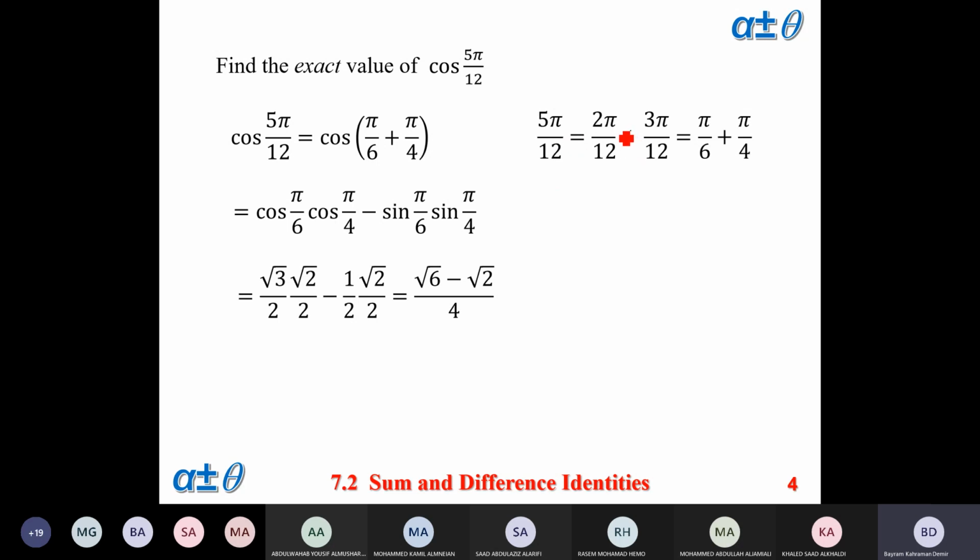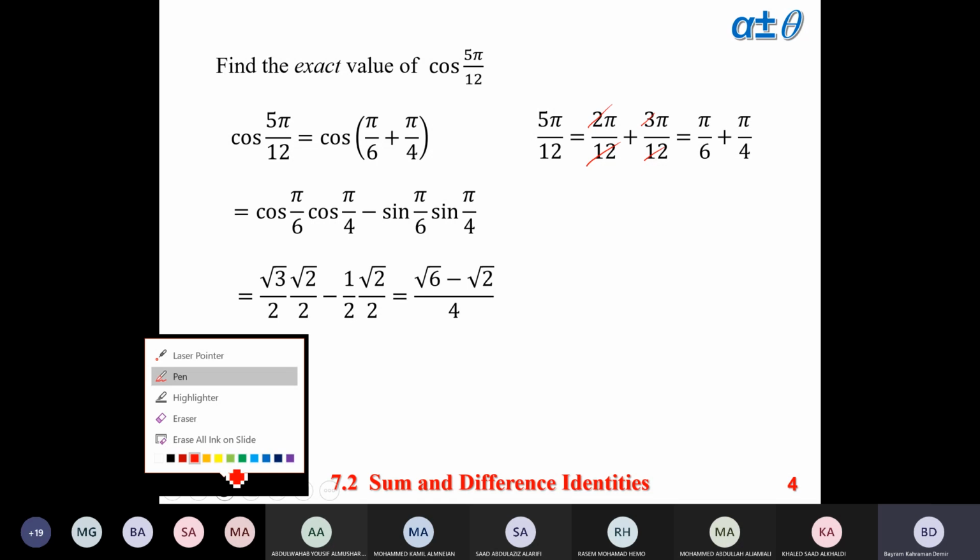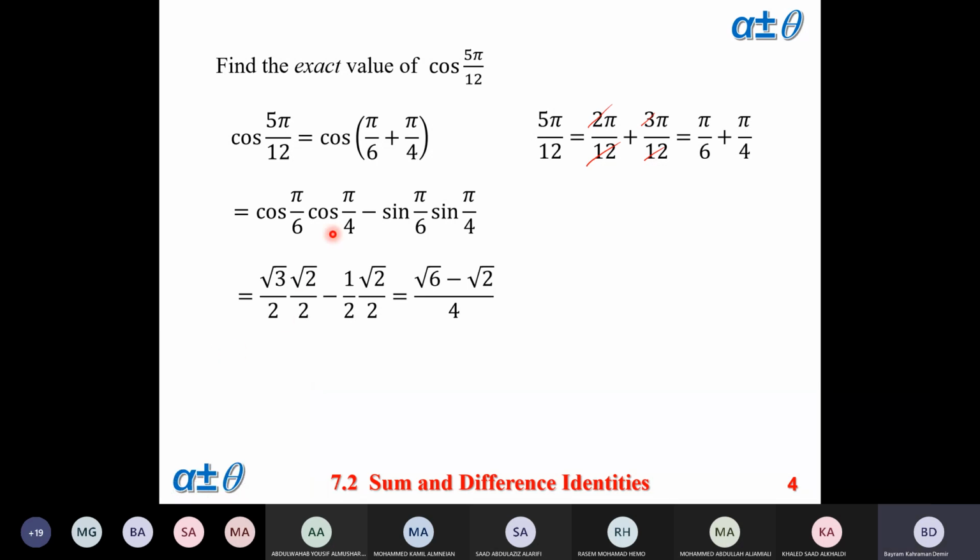In the addition of two fractions, you see, 5 pi is the same as 2 pi plus 3 pi, of course. So you can write it as 2 pi over 12 plus 3 pi over 12. Well, when you simplify, 2 and 12 will give you pi over 6, and 3 and 12 will give you pi over 4. So basically, 5 pi over 12 is the same as pi over 6 plus pi over 4. That will give you the 5 pi over 12.